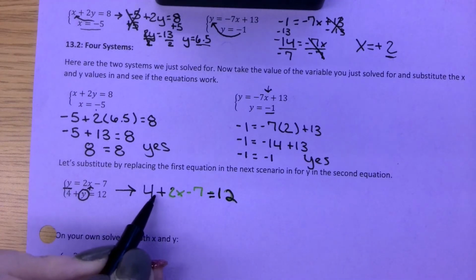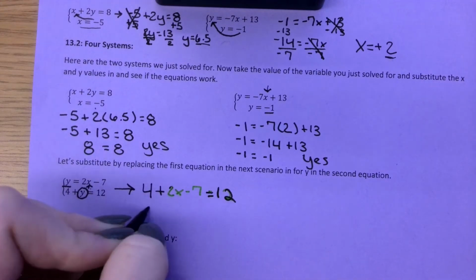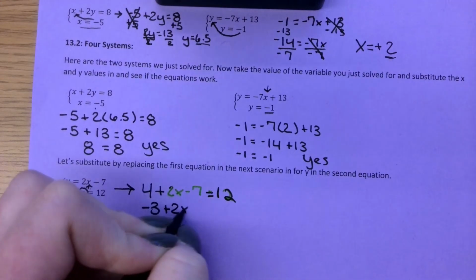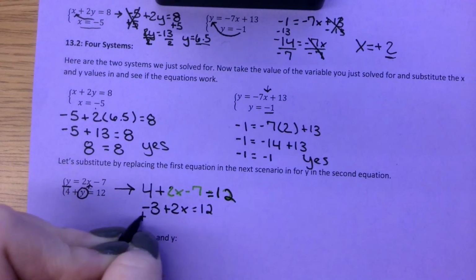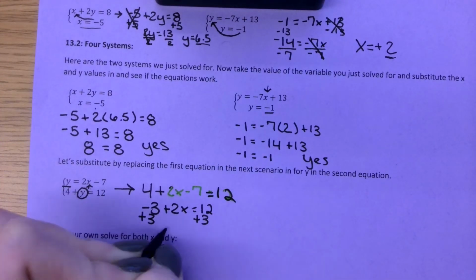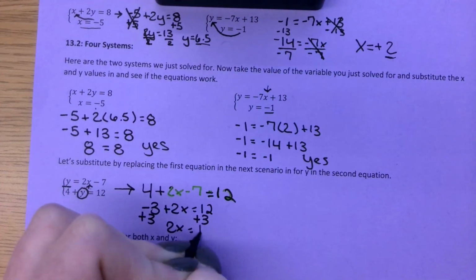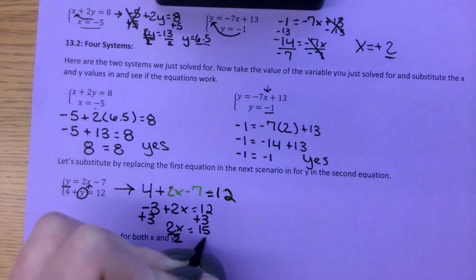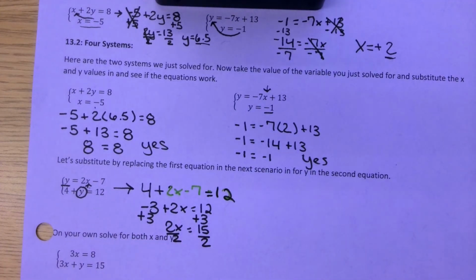Combine your like terms. 4 minus 7 gets you negative 3 plus 2x equals 12. Add 3 to both sides. 2x equals 15. Divide by 2. Divide by 2.